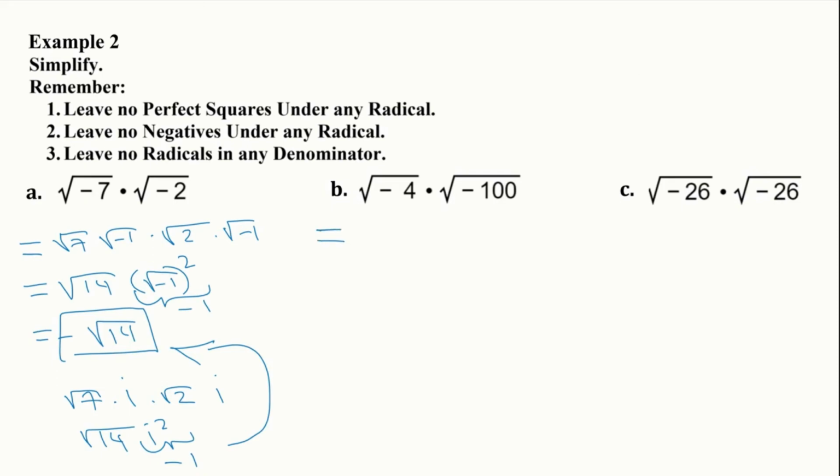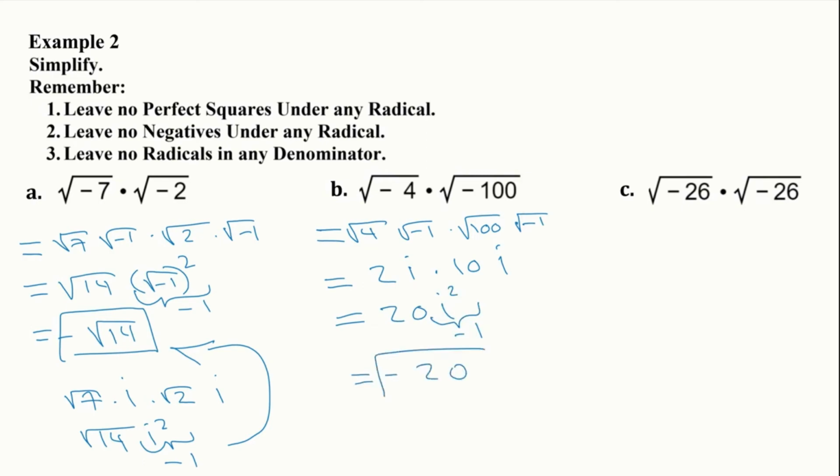So here, these are both perfect squares under the radical, so we don't need to go through the prime factorization business and all that. So I'll just go ahead and do the same thing. That's square root of 4 times square root of negative 1 times square root of 100 times square root of negative 1. This time I want to do it in the form of i, so that's 2i times 10i. So I can multiply the 2 and the 10. That's 20 i squared. Now I know what i squared is. That's negative 1. So I get 20 times negative 1, which is what? Negative 20.